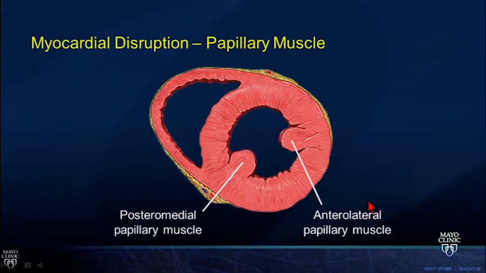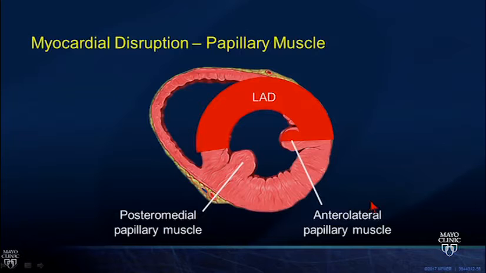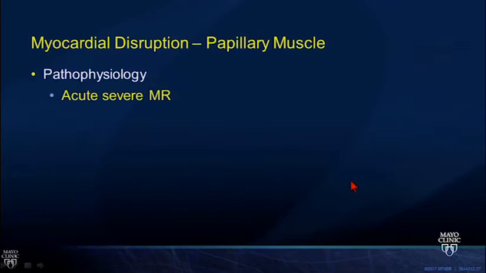The anterolateral papillary muscle has a dual blood supply coming from the LAD and the circumflex. So if you occlude one of those vessels, it's still well supplied. However, the posteromedial papillary muscle usually receives a single blood supply from the PDA, which arises from the right coronary in about 70% of humans. And when you occlude that vessel, you may all of a sudden develop papillary muscle rupture thereafter.